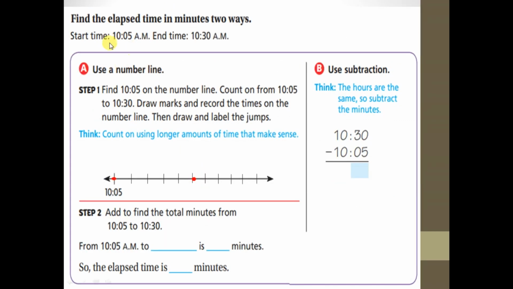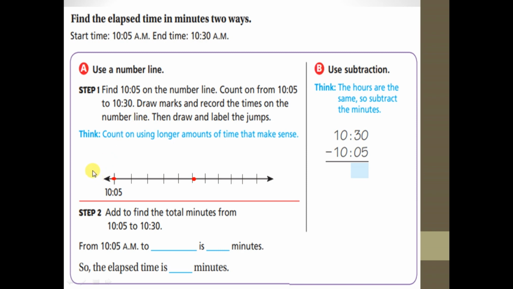Let's go to another example. Okay, find the elapsed time in minutes two ways. Okay, so here we use a number line, and here subtraction. So the starting time was at 10:05 and ends at 10:30.